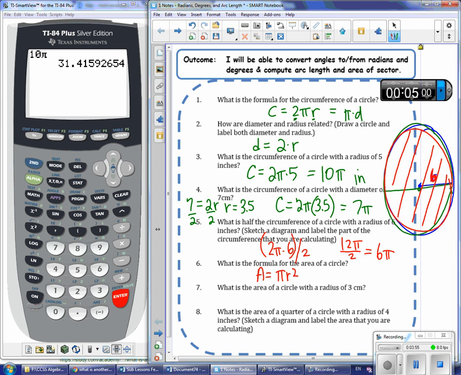And so it asks, what is the area of a circle that has a radius of 3 centimeters? So the area would be pi times 3, the quantity squared. And ultimately, that's going to be 9 pi centimeters.